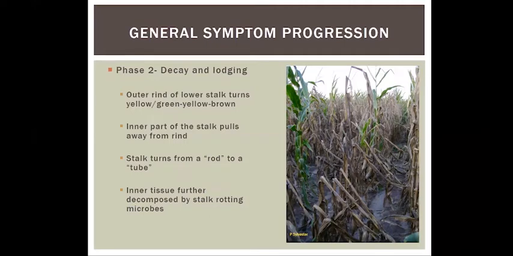As those fungi and bacteria continue to move and digest the inner pith of that stalk, that's when you're going to start to really see these issues pop out. This is when you're going to start to see plants falling over, entire plants dying. Really what we're doing here is turning that stalk, that tree trunk, from a solid rod into basically a hollow tube, like a straw.